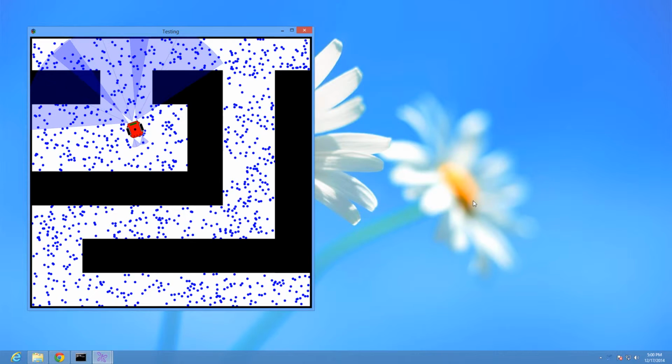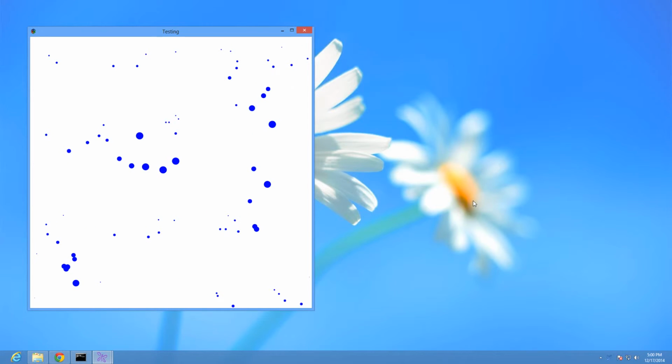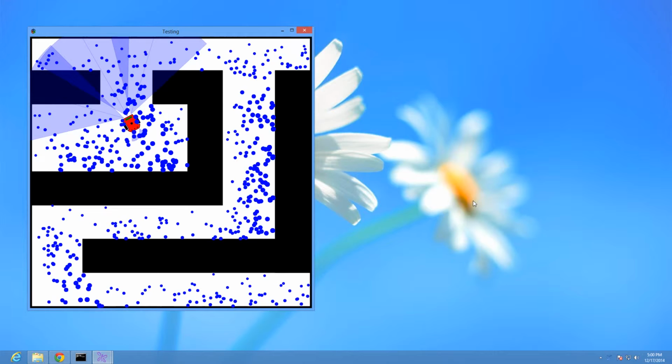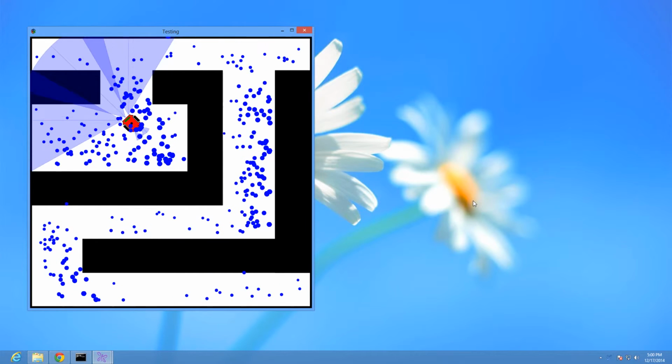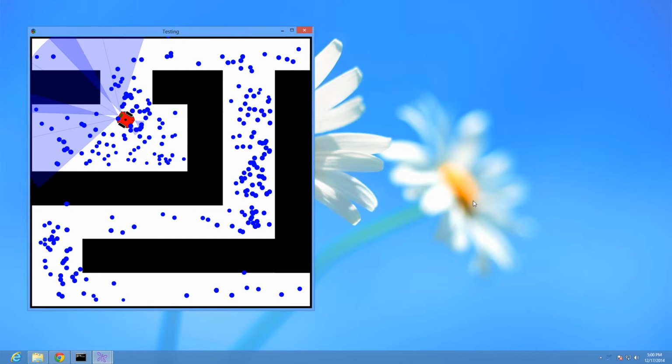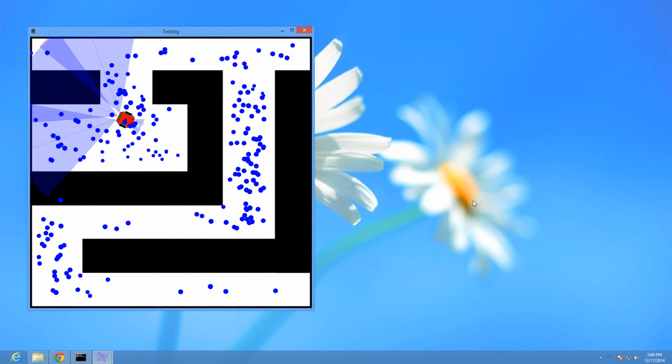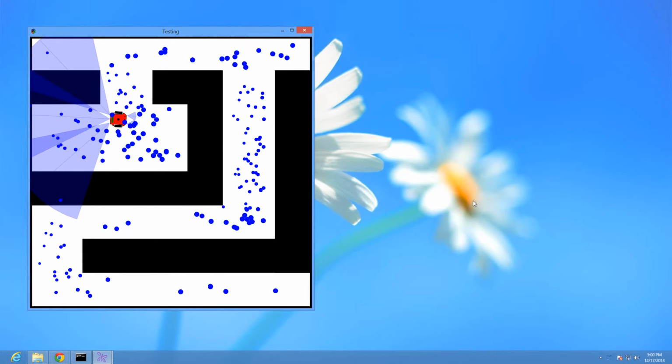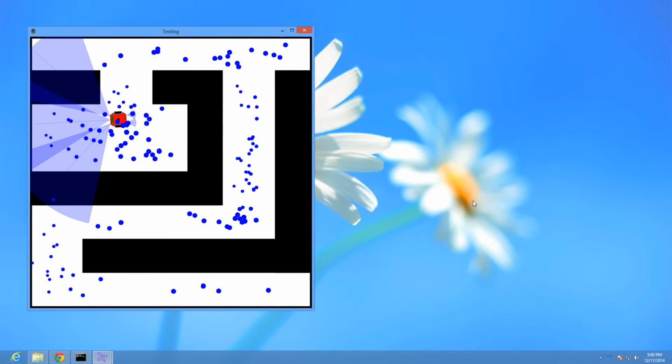Putting all of this together and adding enough particles to get a good distribution across the world, we can see the convergence of particles around the robot's position with a minimal amount of exploration. This technique can be used to determine a robot's location in a given world. With a few extra modifications, it can make it quite robust.